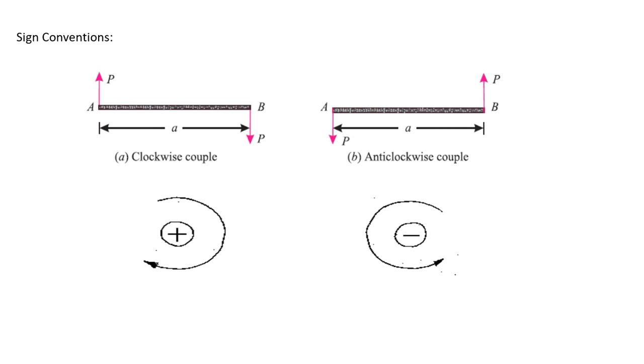Now the sign conventions of couple. When a couple tries to rotate the body in a clockwise direction, it is called a clockwise couple and is taken as positive. Similarly, when a couple rotates the body in an anti-clockwise direction, it is termed an anti-clockwise couple and is taken as negative. These are the sign conventions which we are going to use in the numericals.